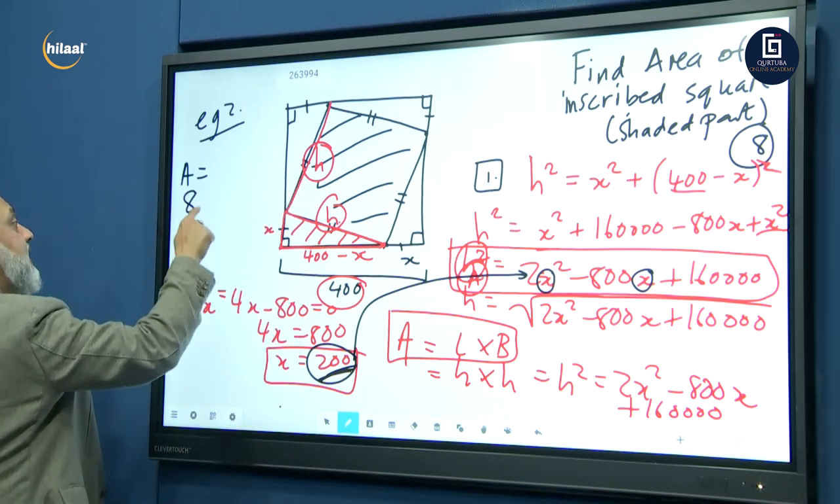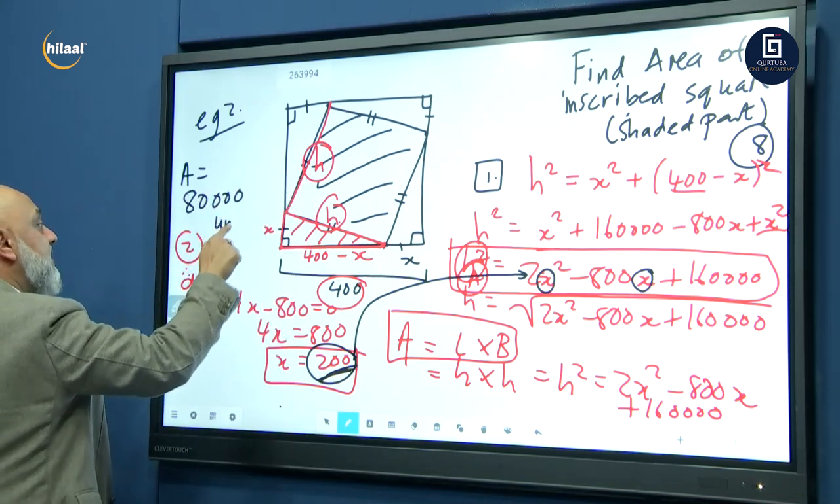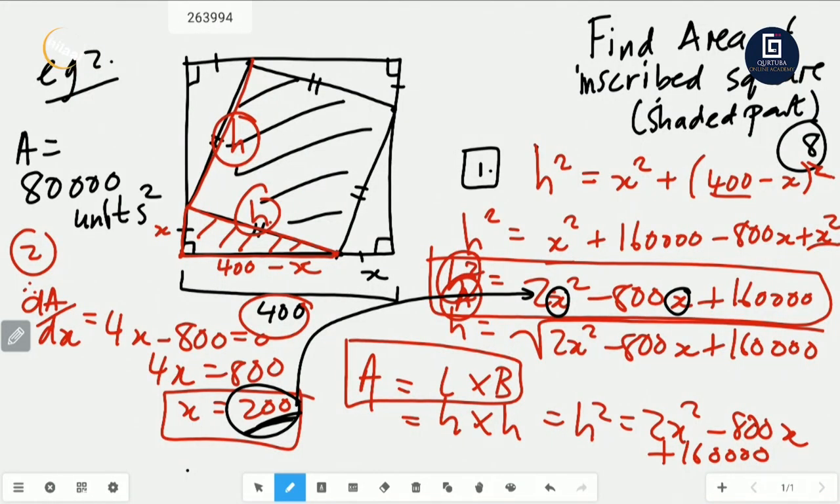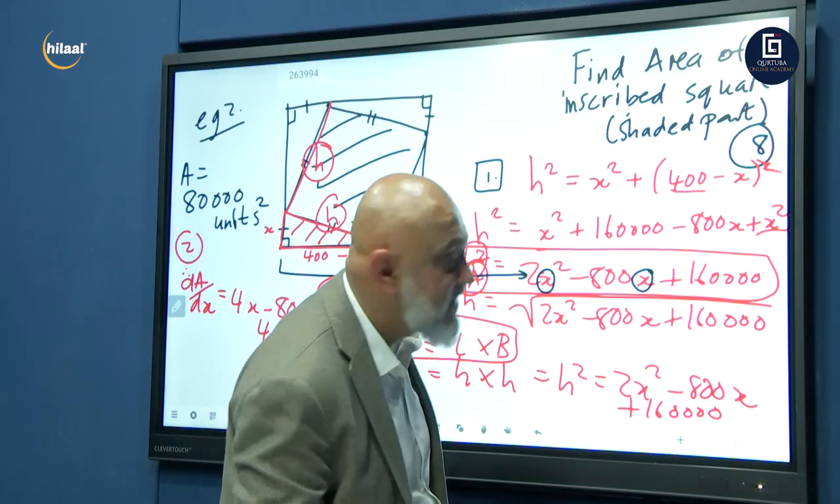So 80,000 units squared. And that's your final answer, guys. And you'll probably get about 6 to 8 marks for this. How did we do it? Just to show you, let's just break it up.